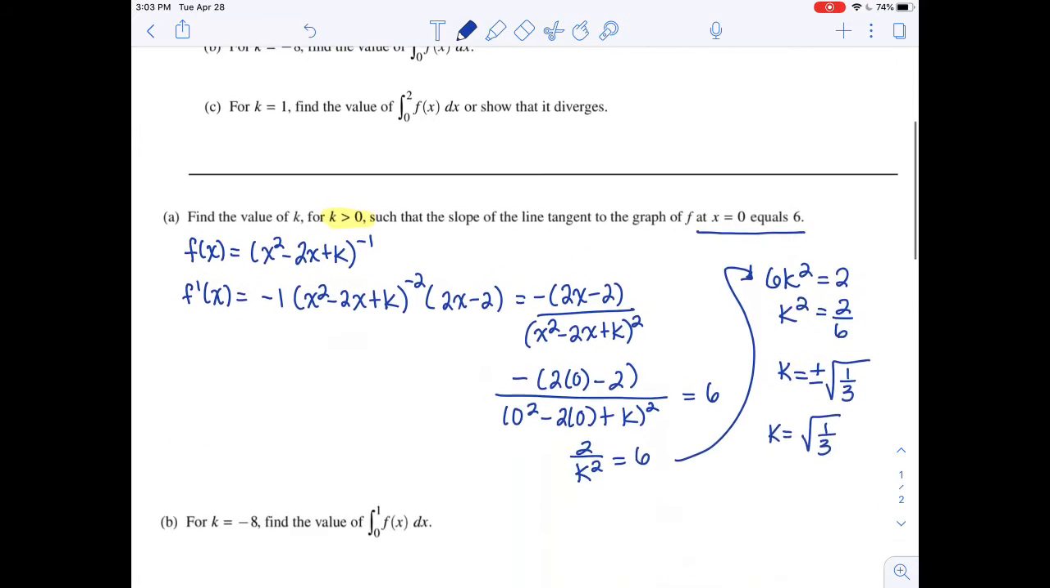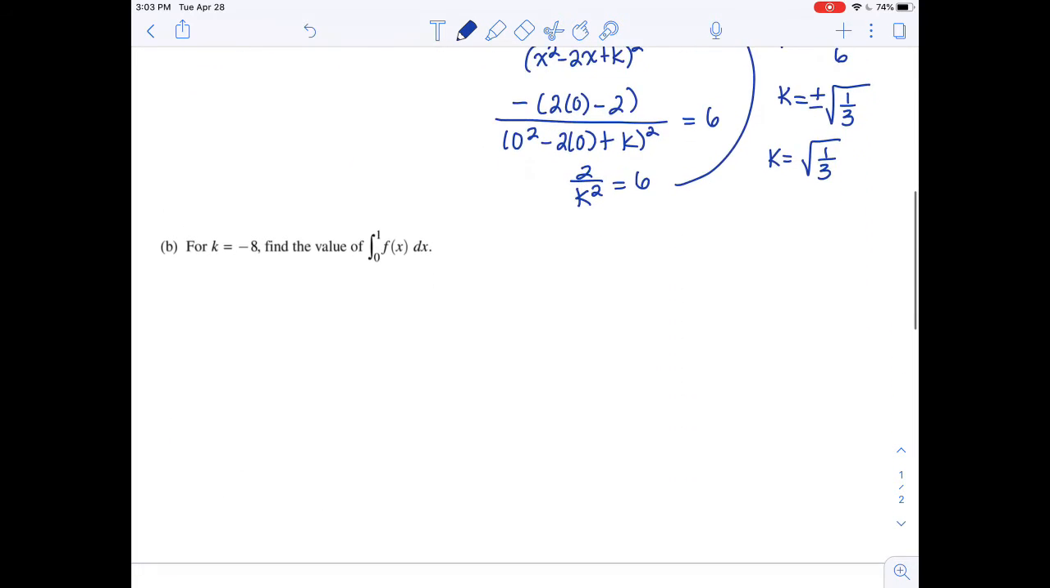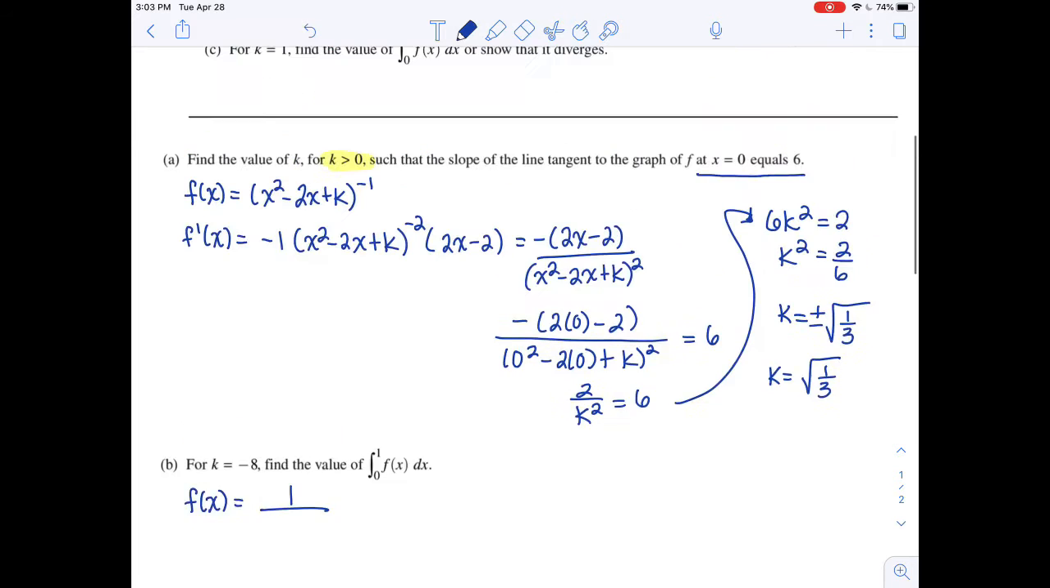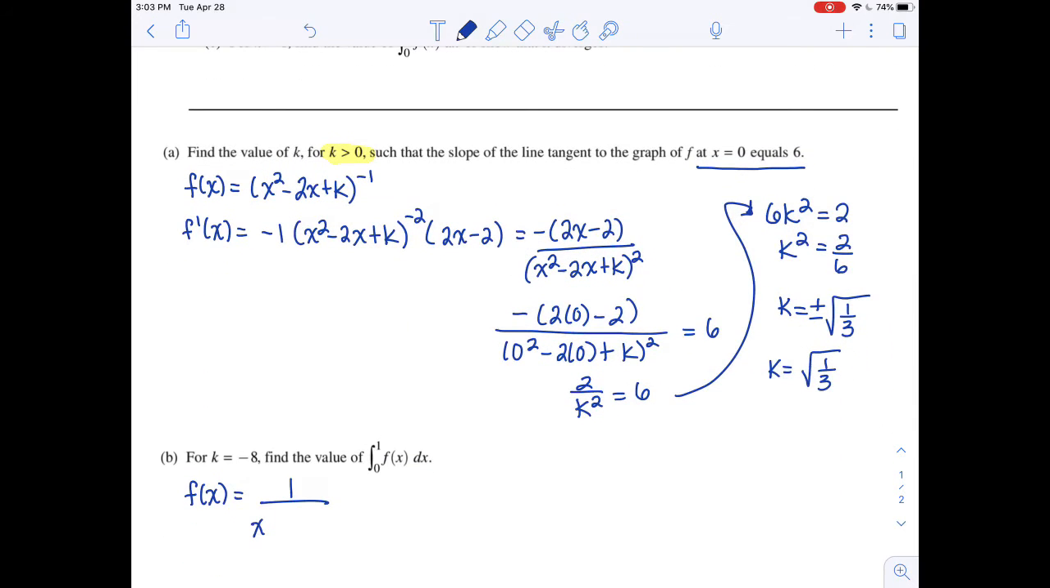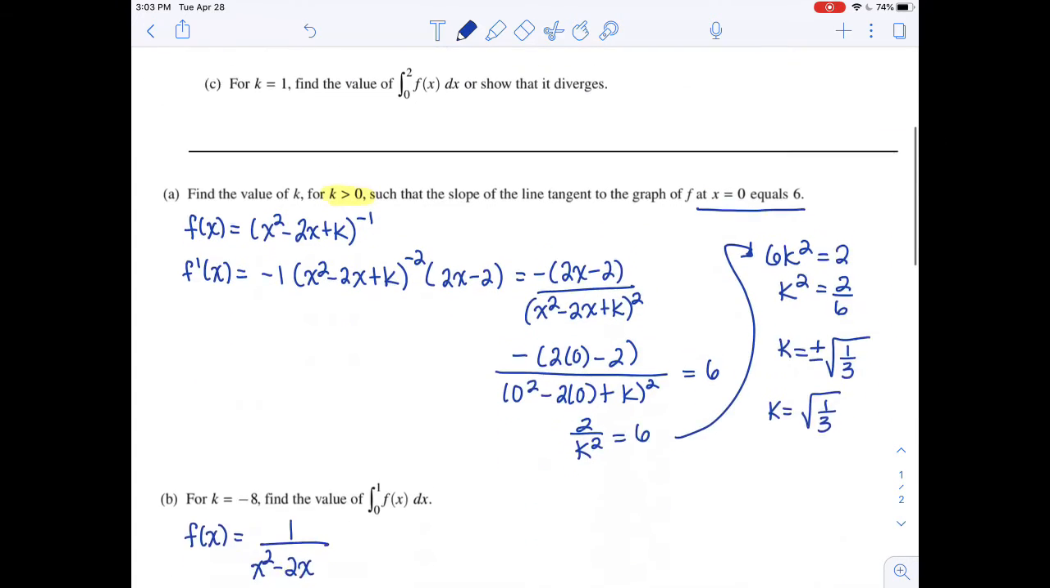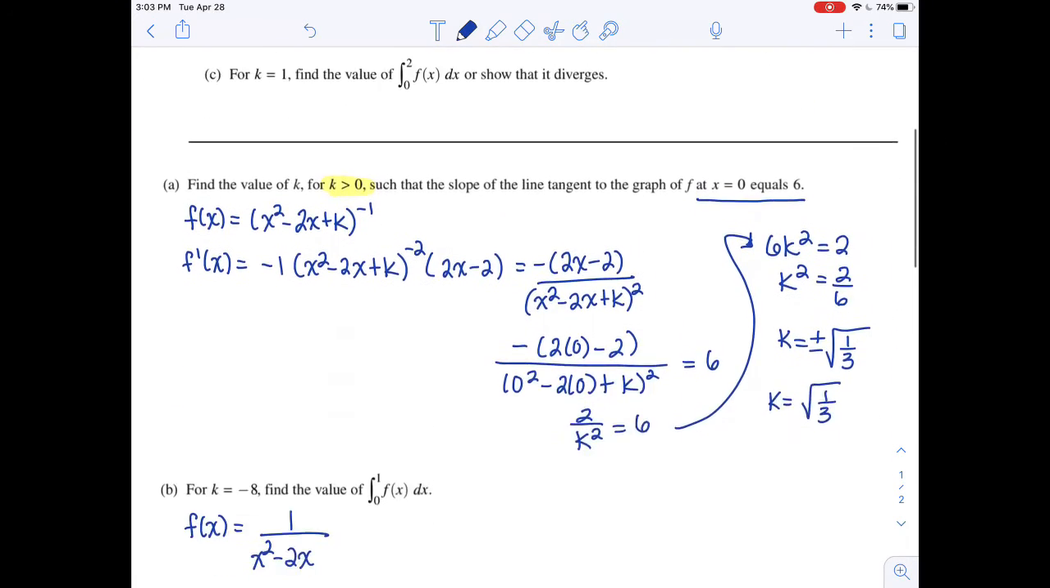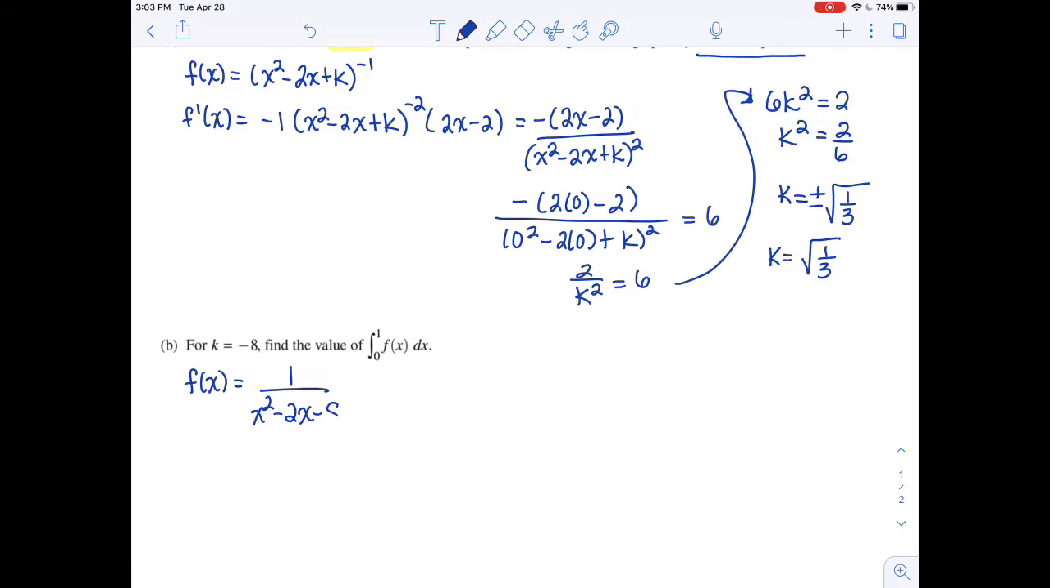So it says for k is equal to negative 8, find the value of the integral from 0 to 1 of f of x dx. So let me rewrite that again. F of x is equal to 1 over x squared minus 2x plus k, but specifically we're given that k equals negative 8, so minus 8. Okay, so we're looking to integrate that expression.